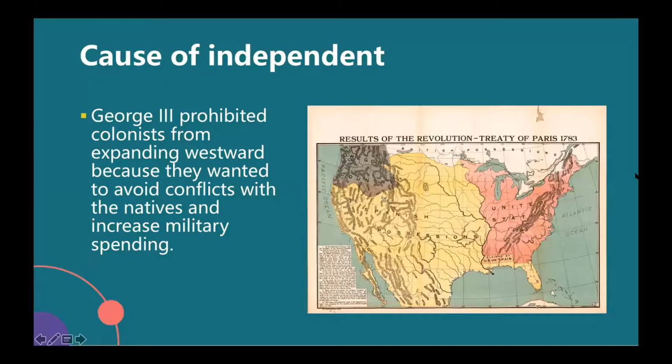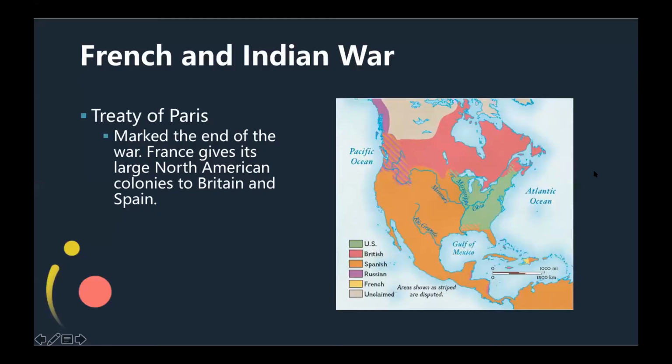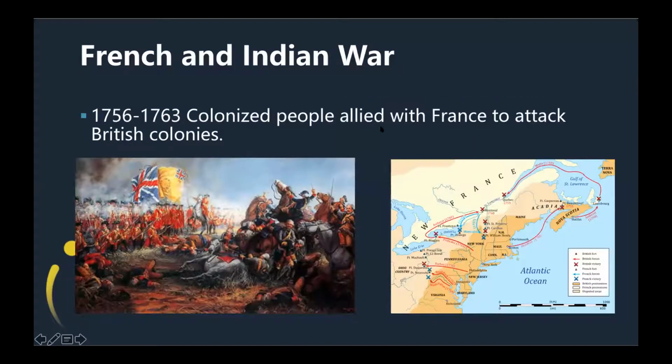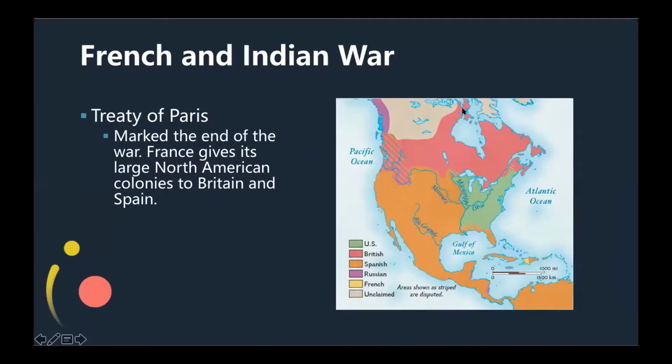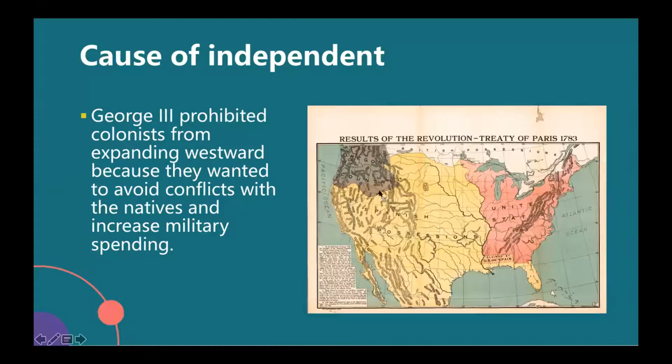And because of what we just talked about, those colonized people allied with France to attack the British. So the British aren't very happy. They are maybe even sad. So they prohibit those colonists from expanding farther west.